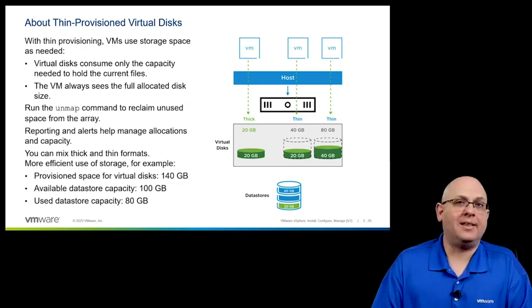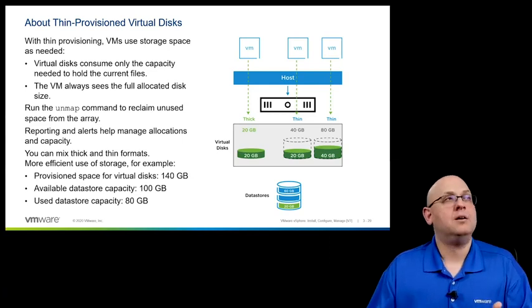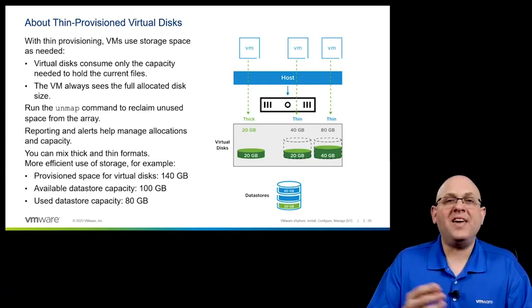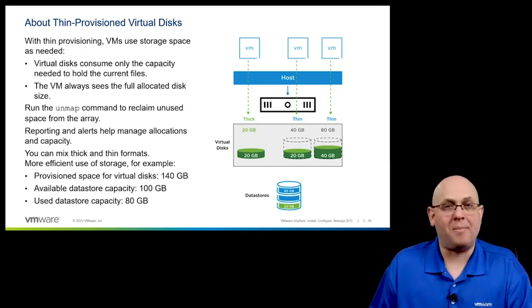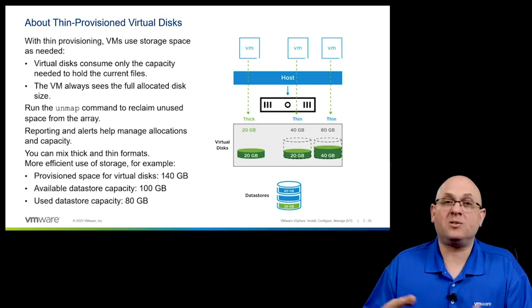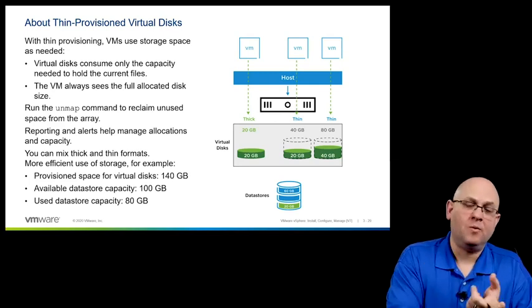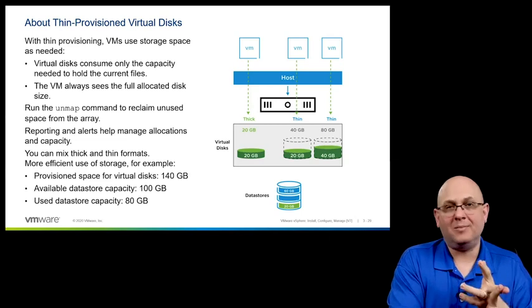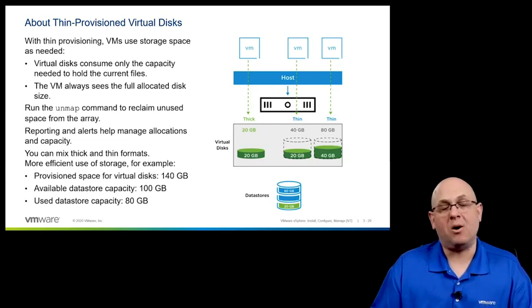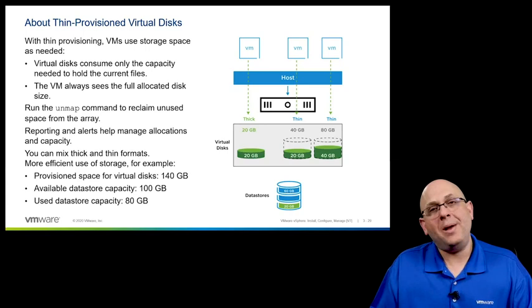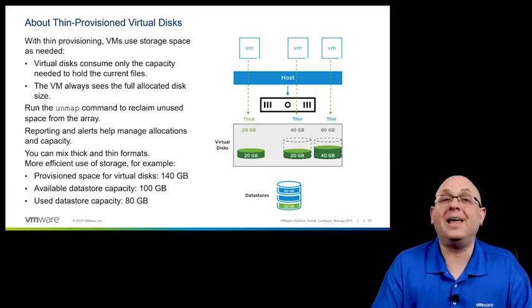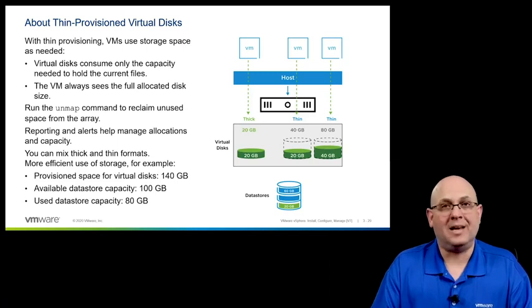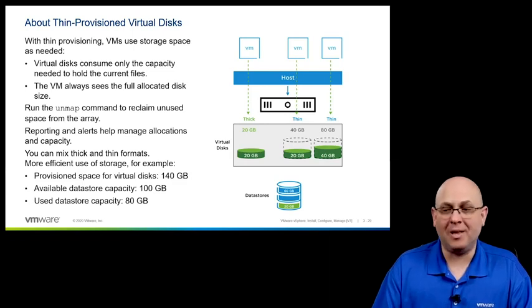Well, I asked the question like this. How many 100 gigabyte thick provision disks can I put on a 1 terabyte storage array? The answer is obviously 10, right? 10 100 gig disks is 1 terabyte of disk space. But how many 100 gig thin provision disks can I place on a 1 terabyte data store? Well, the answer to that is a little bit more complicated.